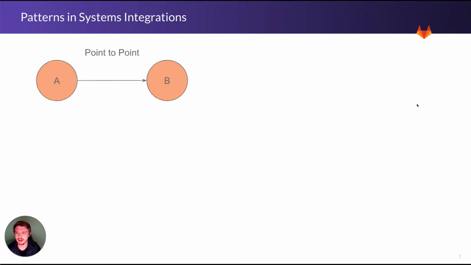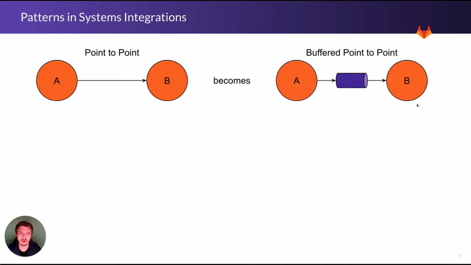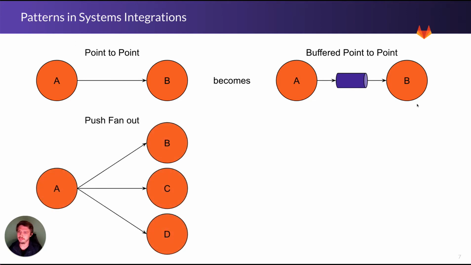So we've seen this one, the point-to-point integration. Generally, when we want to take this on as an integration team, we turn this into the buffered point-to-point integration, which basically adds some messaging service in the middle, which buffers these data communications that happen between the systems, allows us to perform retries and that kind of thing to increase the stability of these systems and make it easier to support them. Then we see the push fan out, where a single source system like System A has to send a lot of data out to other systems, B, C, and D.